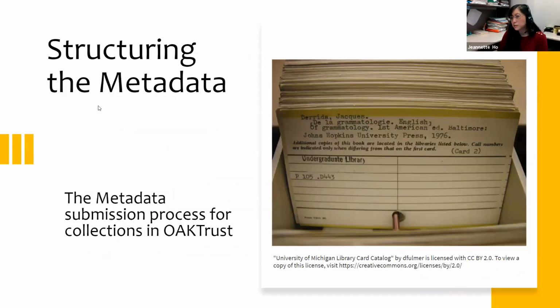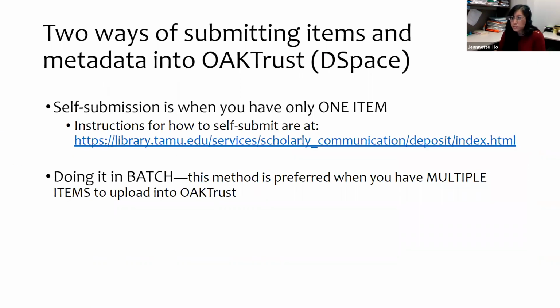So I'm now going to talk a little bit about the process for submitting items to Oak Trust, as well as how we manage the metadata. So there are two ways of submitting items. There's the self-submission process, which David mentioned, and that's when you only have one item that you want to upload and describe at a time. And so I would say this is probably the most common method for how things get into Oak Trust. And we have a link on this slide with instructions for how to self-submit.